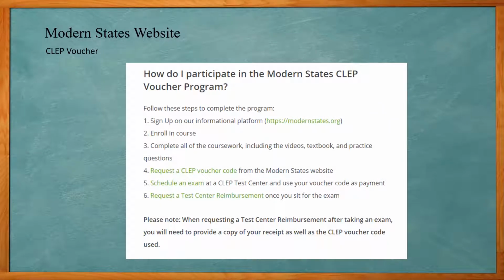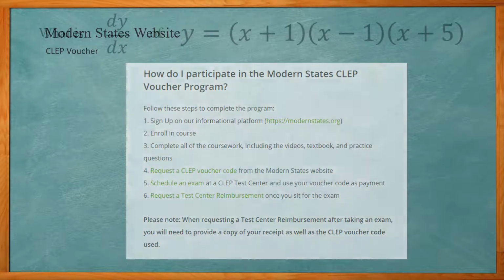Now the best part is that they give you a CLEP voucher, which basically means that they will pay for you to take the test. So if it's normally between $80 and $90, you'll be taking the test for free. Now they are a non-profit company, so they're raising money in order to pay for people's CLEP exams. And you're allowed to get more than one. So let's say you're taking calculus and then you're taking some humanities class, and you get a voucher for each one.